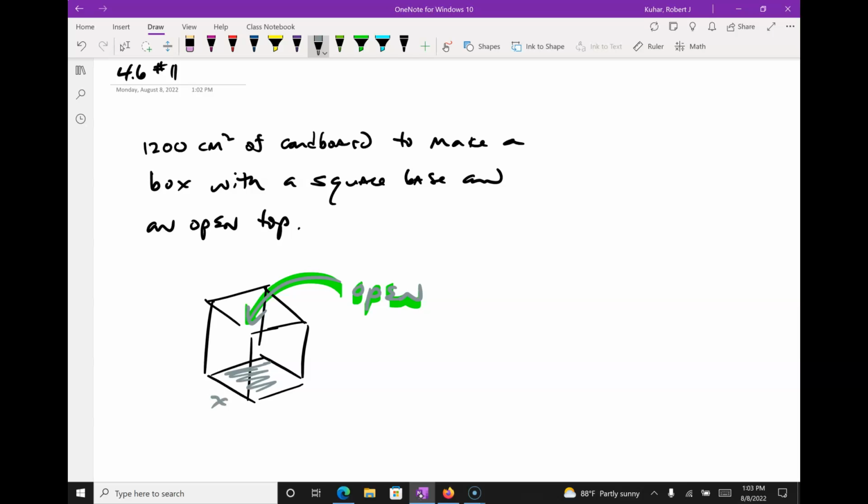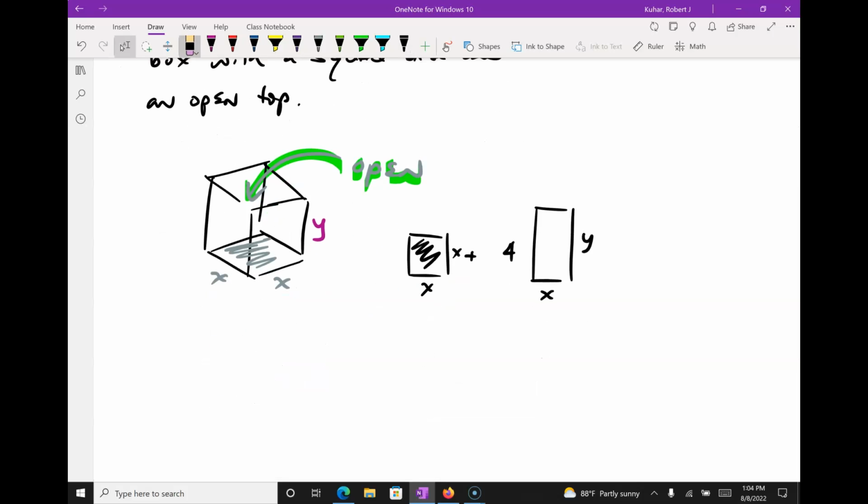So I know the base is a square, that's x by x, and the height I don't know, so I'll call y. So I have one square base and 4 other sides, which are x by y. Does that make sense? I have 4 side panels and 1 base panel. I want to maximize the volume.